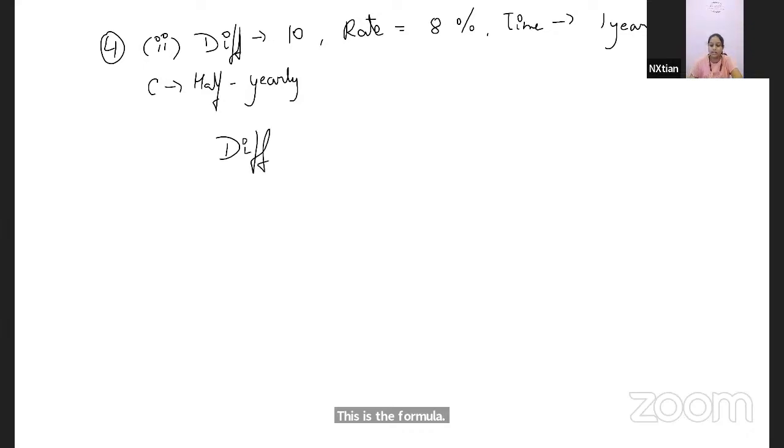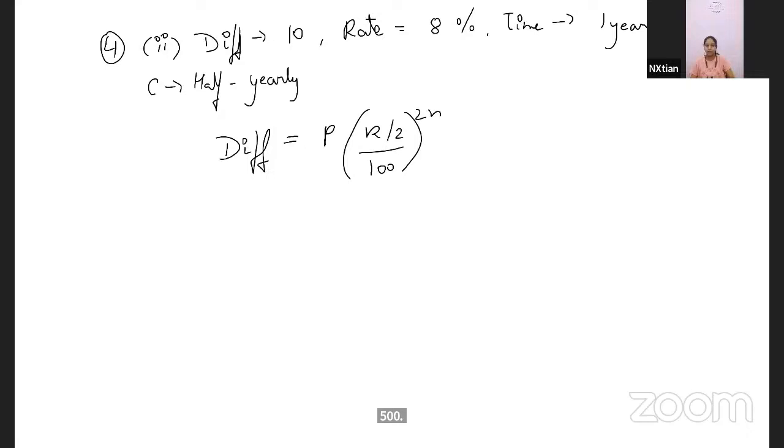The method that you were talking about, the minus one wala, in which you subtract one, that is also not needed in this question. But the method that you used in the test paper, you can use this one also. This is way simpler. Difference equals principal times rate by 2 by 100 raised to the power 2n.